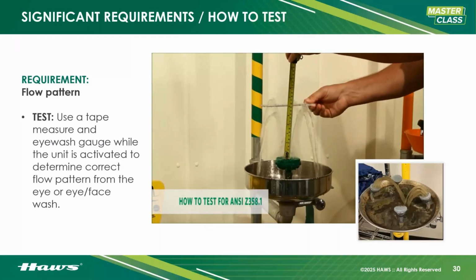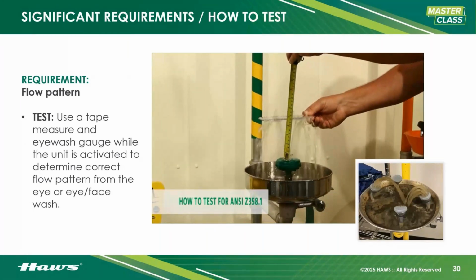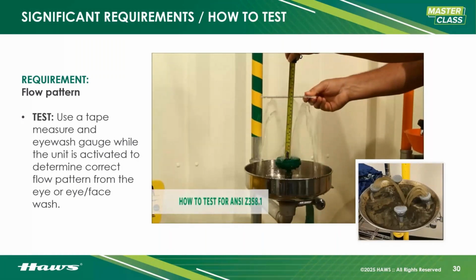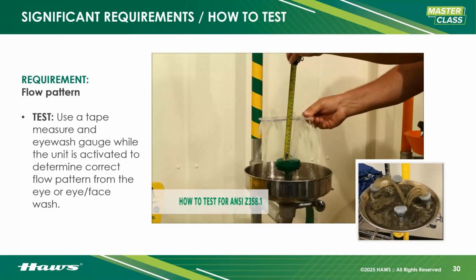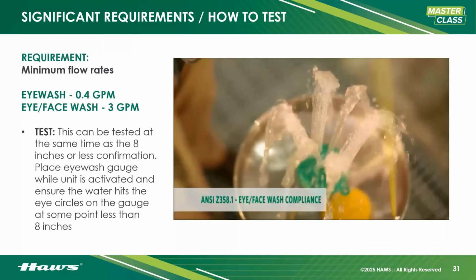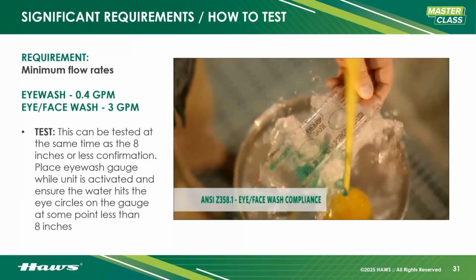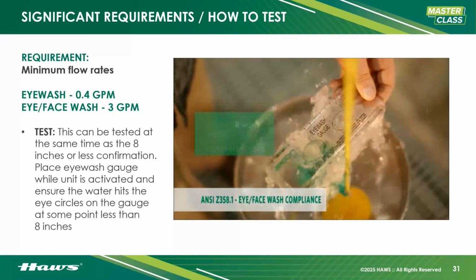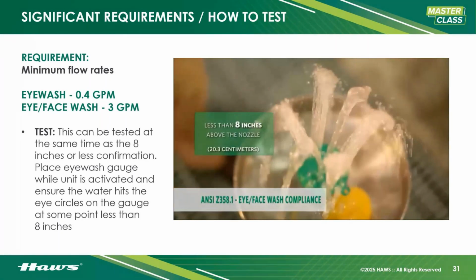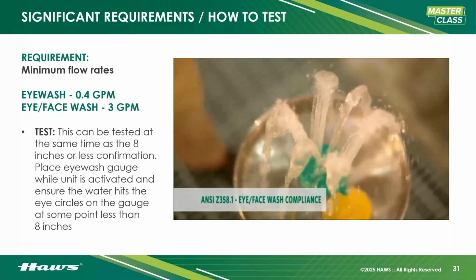So remember, measure up 8 inches, start with the gauge there, slowly lower it. Any point between 8 and 0 inches, if it aligns with the gauge, it is compliant. Here's an above view just so you can see what it looks like with the water hitting in the gauge circles. You can see making contact dead center on both of those using our Axion head there. Within compliance, good to go.